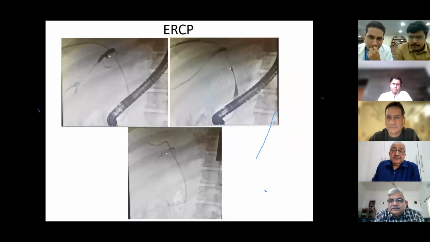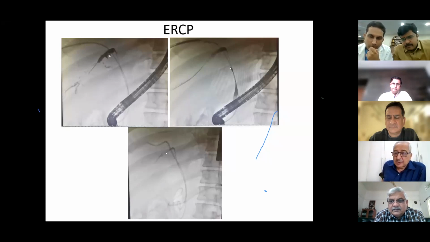And you can put a drain from there also. If the stricture is very tight, hepatico-gastrostomy, and they put in a stent also. Yes, and then you can put in a guide wire and then put a stent to the right duct also. Yes. So that was a question. I took it up. Go ahead.